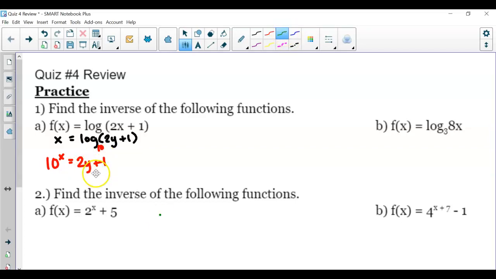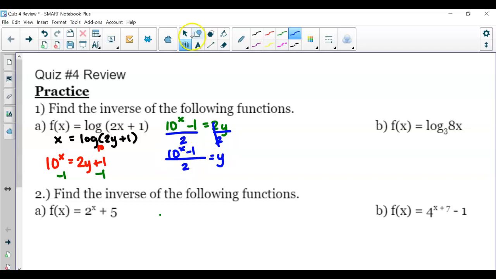Notice how you have a two-step. So subtract 1 here from both sides. Sorry, running out of space. So 10 to the x minus 1 is equal to 2y. Then here, divide both sides by 2. So here, your inverse function is 10 to the x minus 1, all divided by 2.